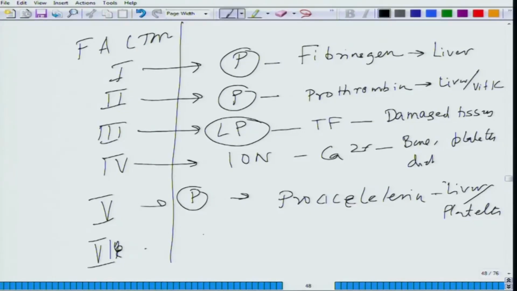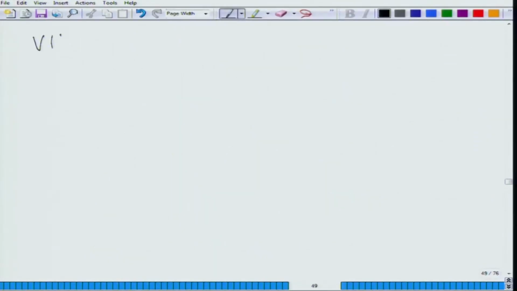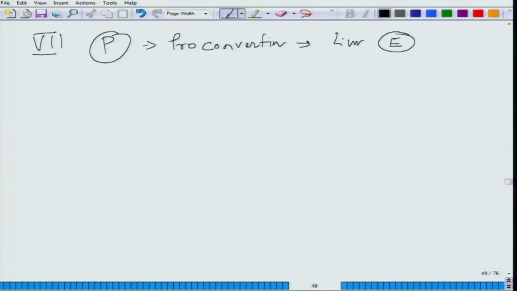So, factor 6, in the old literature you will find it, but it is no longer being used. This is kind of a redundant one. Then we move on to factor 7. Factor 7 is also a protein, called proconvertin. This is produced by liver, and this is in the extrinsic pathway. I am leaving it for you to look at which is the extrinsic, which is the intrinsic.